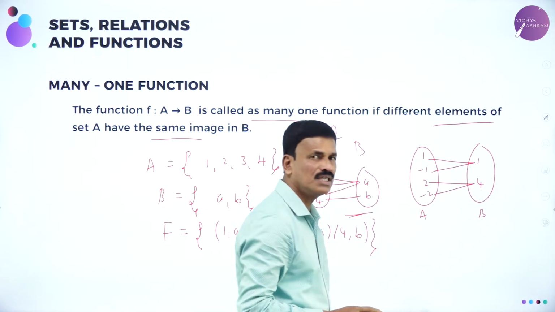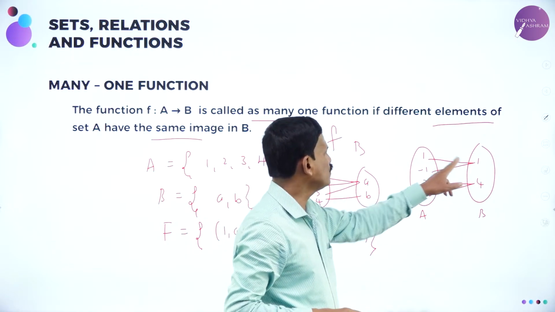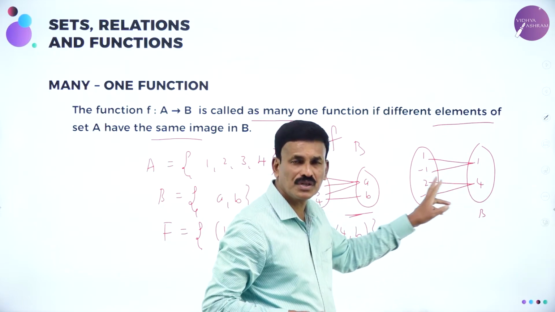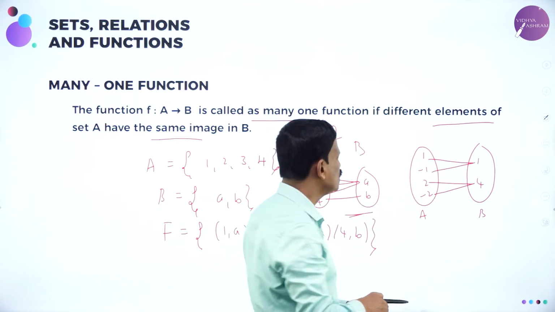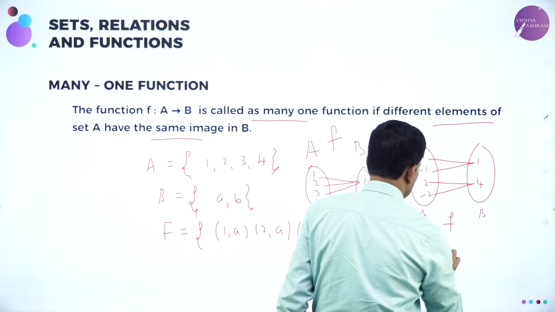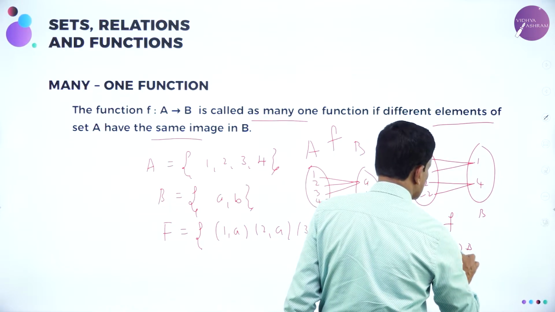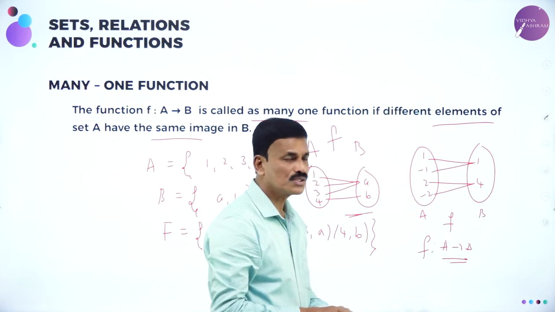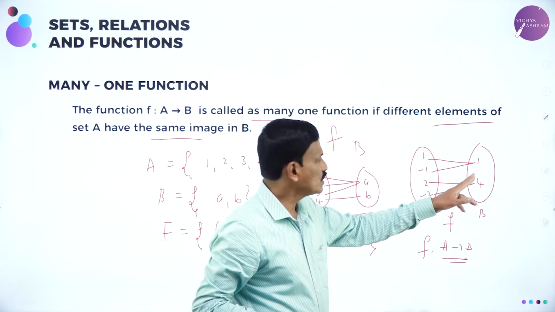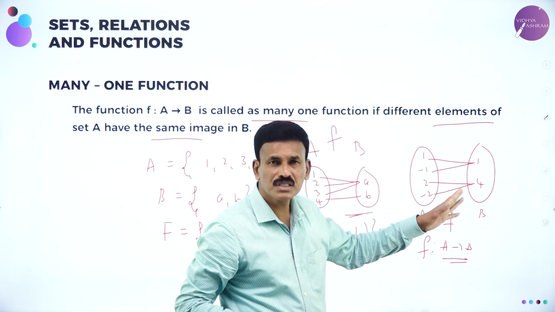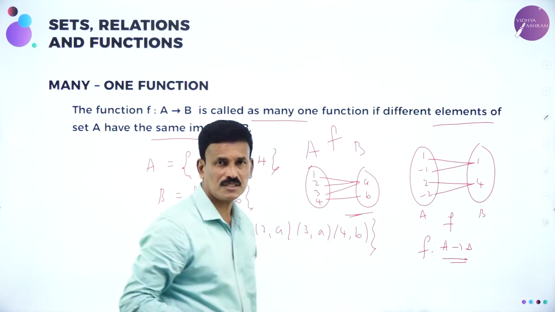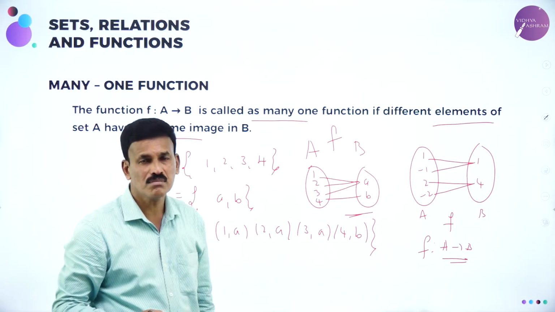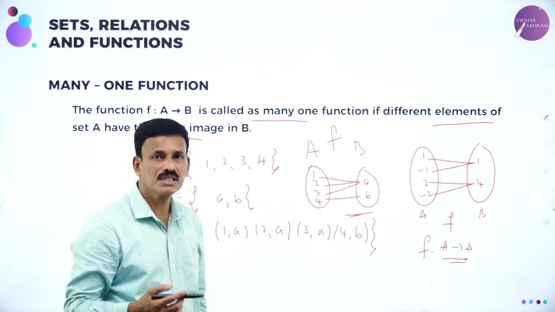minus 2 to 4. So here the element 1 has different images 1 and minus 1. Here also the element 4 has different images 2 and minus 2. Therefore f from A to B is called a many one function. Many one function means the element 1 has different images in the set A, that is 1 and minus 1. 4 will also have the images 2 and minus 2. This is an example for a many one function.